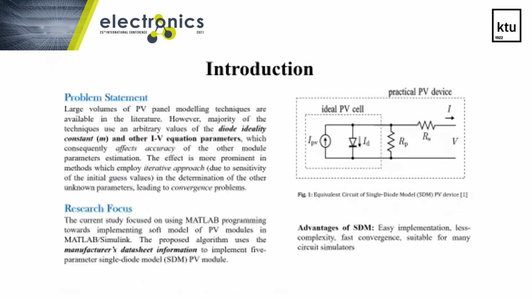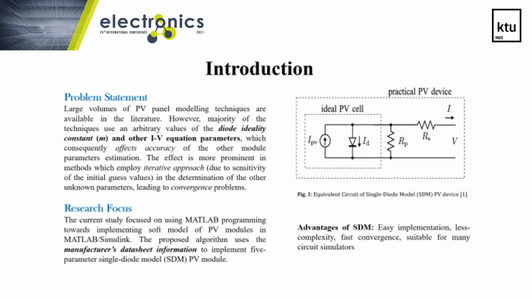So, introduction, motivation for the study. A large volume of PV panel modeling techniques exist in the literature. However, the majority of the techniques use some arbitrary or assumed values of the IV equation parameters, which consequently affects the accuracy of the overall parameter estimation. And the effect is more prominent in methods which employ iterative approaches due to sensitivity to the initial guess values, which consequently leads to convergence problems for the model.